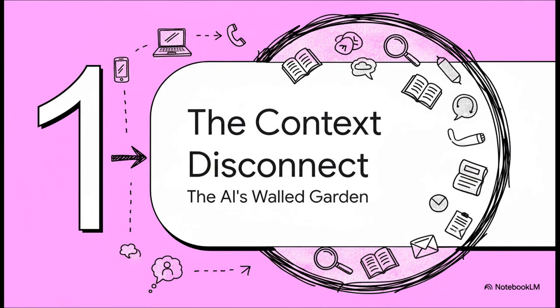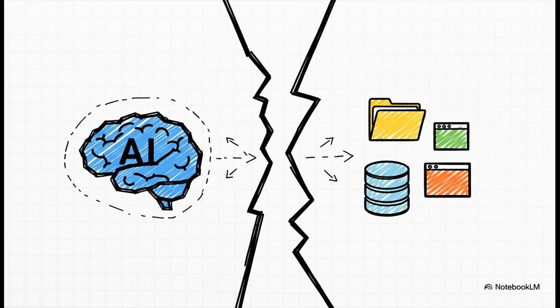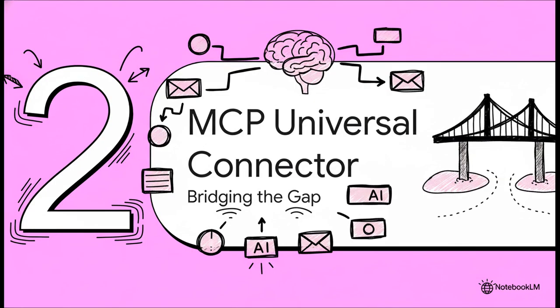Okay, so let's dive right into the problem, the context disconnect. The easiest way to think about this is that most AI models today are living inside a walled garden. They know a ton about the world from the internet, but they are completely blind to your private world, the stuff on your computer. You've got the AI's powerful brain on one side, just brimming with potential. And on the other side, well, that's where all your most valuable up-to-the-minute information is. Your local files, your company's database, all your apps. There's this huge chasm right between them.